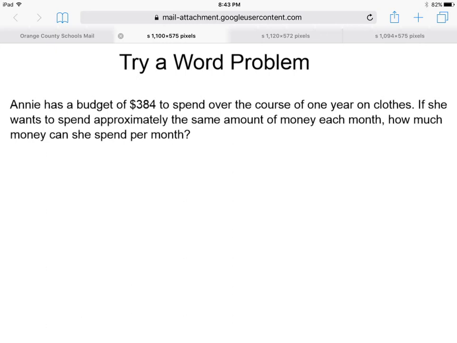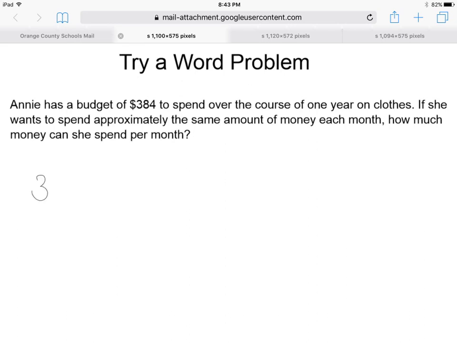Okay, so let's try another word problem where we can set up our division, and let's label all of this stuff. We're not going to solve it tonight, but we're just going to label it. So we have this word problem. It says Annie has a budget of $384 to spend over the course of 1 year on clothes. If she wants to spend approximately the same amount of money each month, how much money can she spend per month? So we know that we're starting with $384 and we're trying to split this money up.